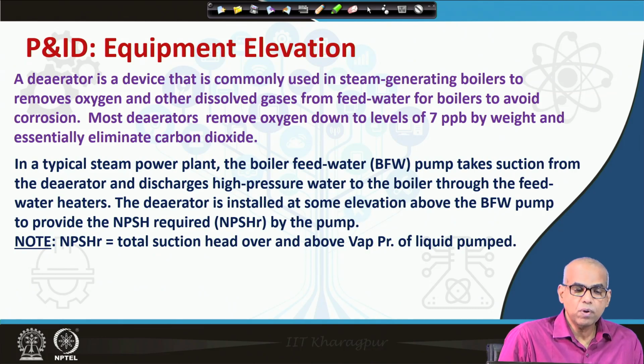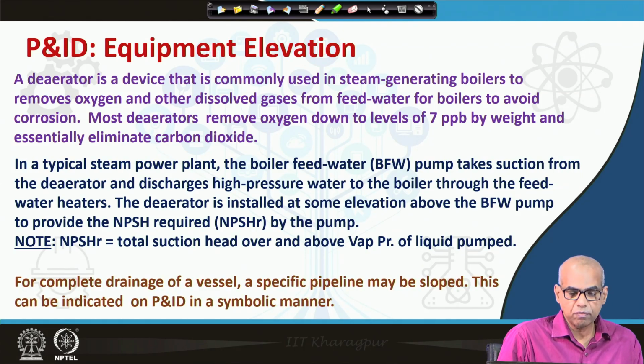In a typical steam power plant, the boiler feed water pump takes suction from the deaerator and discharges high pressure water to the boiler through the feed water heaters. The deaerator is installed at some elevation above the boiler feed water pump to provide the net positive suction head required by the pump. Note that the net positive suction head required is equal to total suction head over and above the vapor pressure of the liquid being pumped.